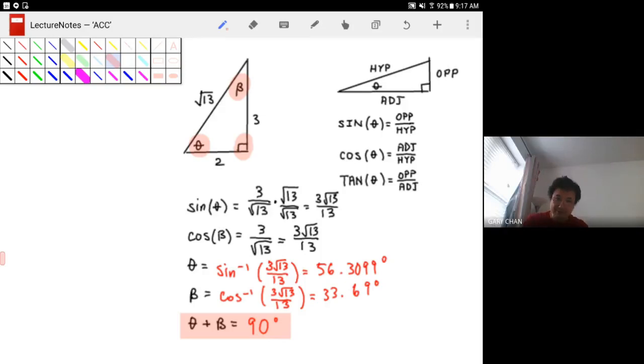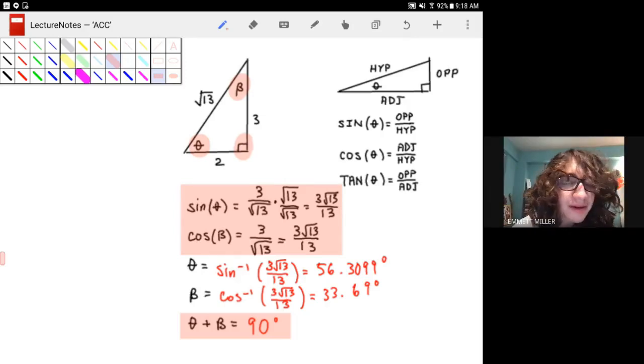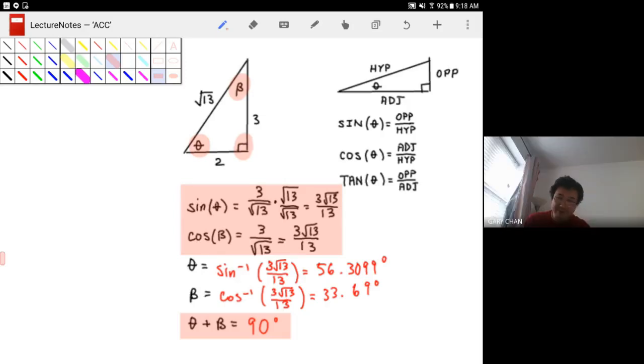Okay, so the other observation I want you guys to make is this. Do you think it was a coincidence that sine and cosine of those two different angles turn out to be the same things? Do you think that was a coincidence, or it's going to happen every time? It'll happen every time. So Emmett is hypothesizing that it will happen every time, okay?